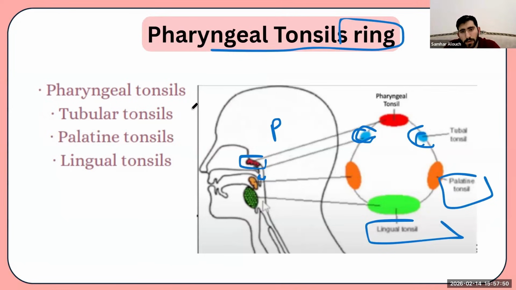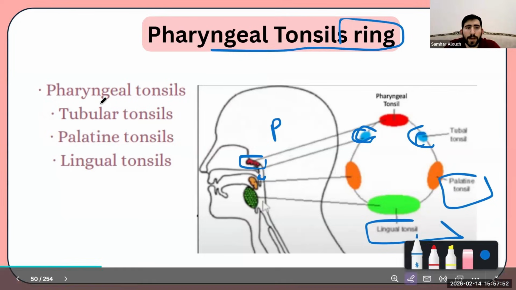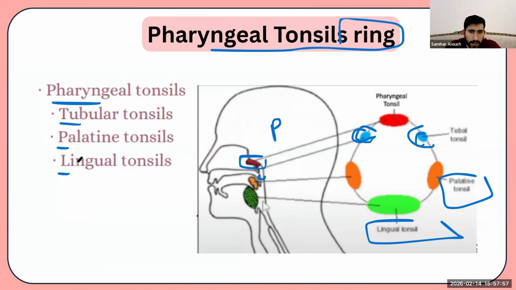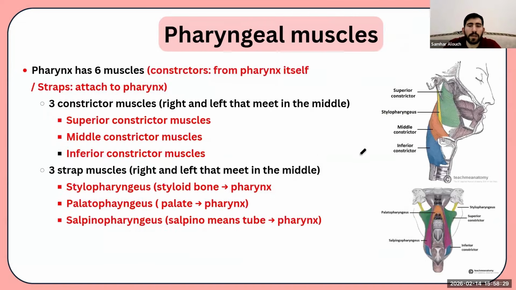They may ask you to order them, and the order is pharyngeal, tubal, palatine, and lingual. I hope the picture is clear. Now let's talk about the muscles. Like the tongue, the muscles of the pharynx can be either constrictors, which are intrinsic, like the ones that make the pharynx itself, or straps, which are extrinsic, that attach to the pharynx.